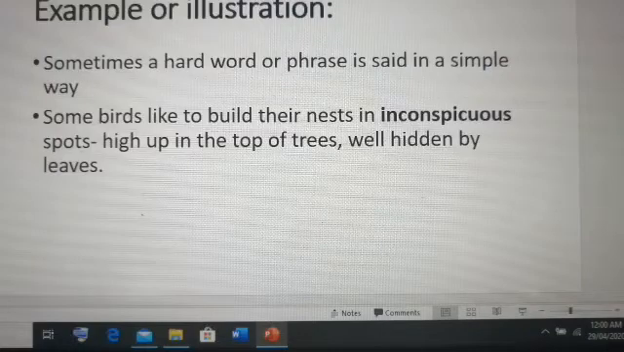By example or illustration also, the writer explains; sometimes a hard word or phrase is said in a simple way. Some birds like to build their nest in inconspicuous spots. What are these spots? High up in the top of trees, well hidden by leaves. So these must be spots which are not easily seen by other people. So it is very obvious.